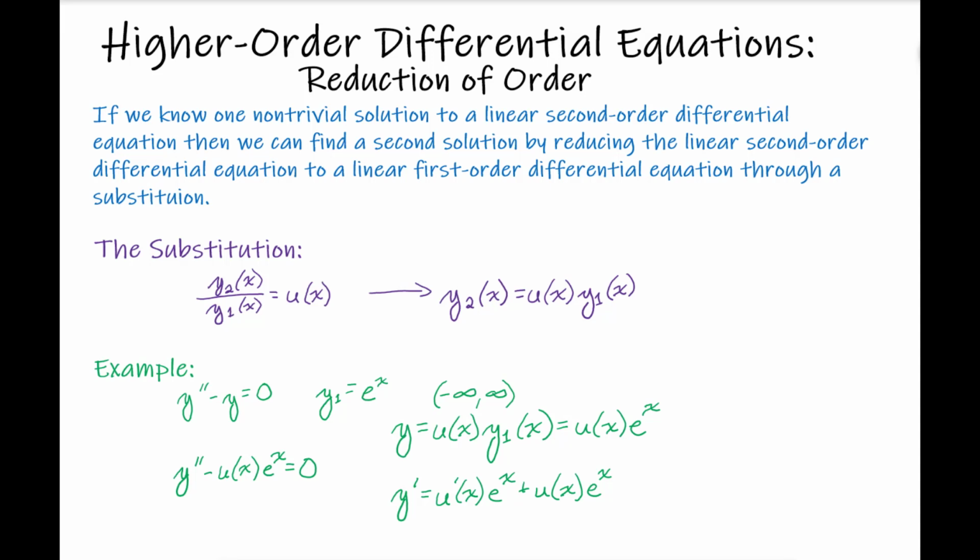Now I have to find my second derivative. So y double prime is going to equal, and again, now I have products here, so I'll have u double prime of x e to the x plus u prime of x times e to the x plus, and it's another product, so plus a u prime of x e to the x plus u of x e to the x. So I've used the product rule in both parts of my sum.